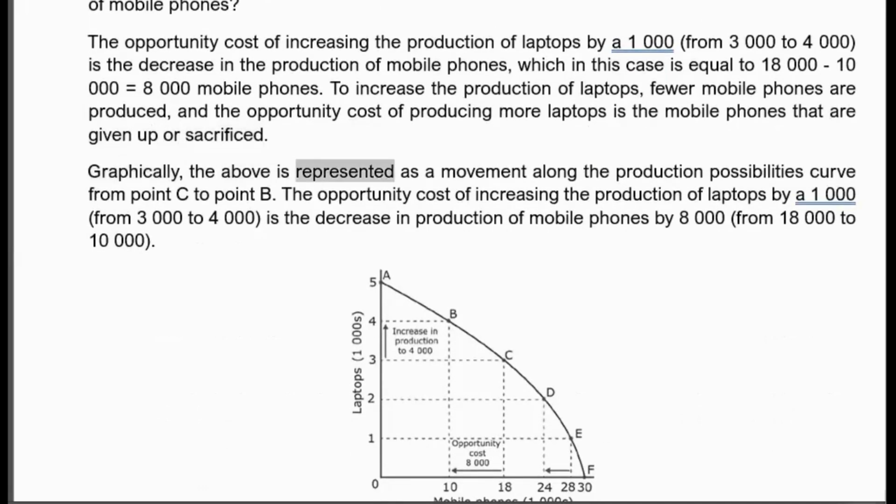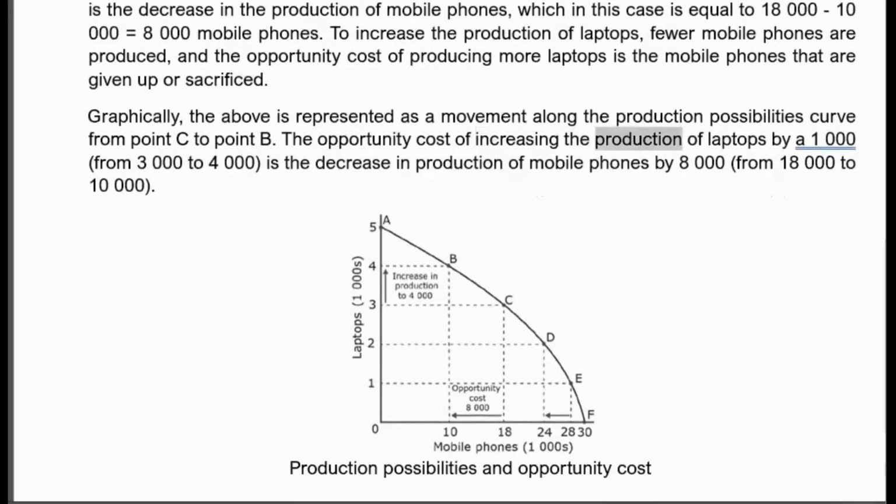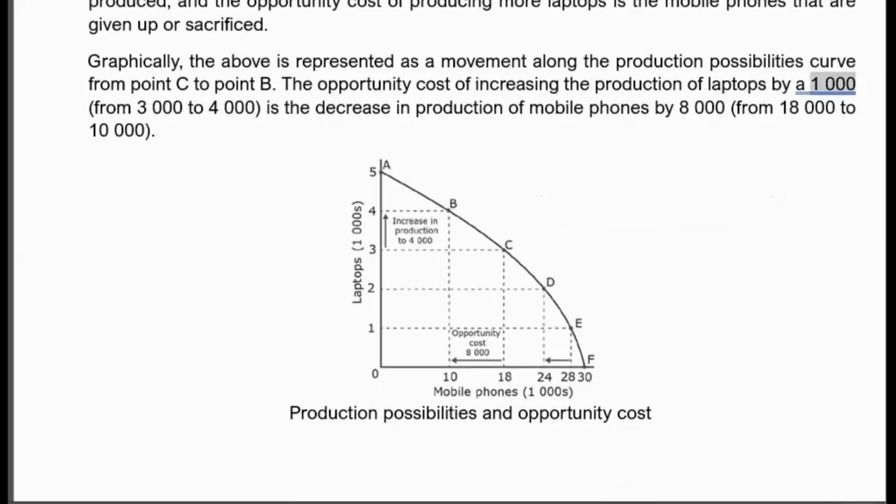Graphically, the above is represented as a movement along the production possibilities curve from point C to point B. The opportunity cost of increasing the production of laptops by 1,000, from 3,000 to 4,000, is the decrease in production of mobile phones by 8,000, from 18,000 to 10,000.